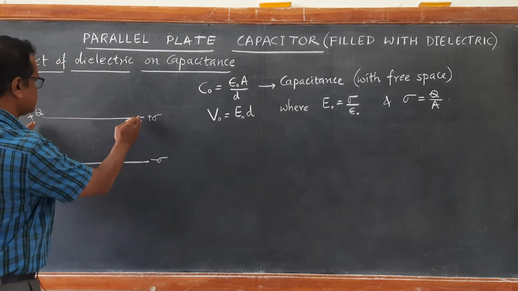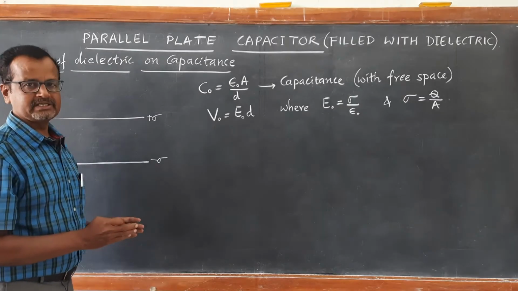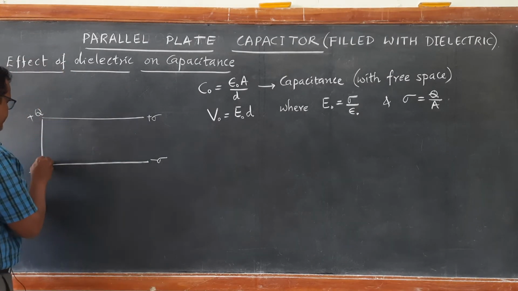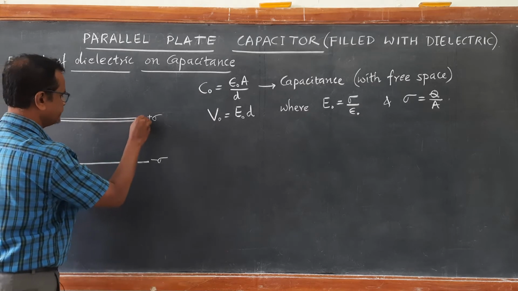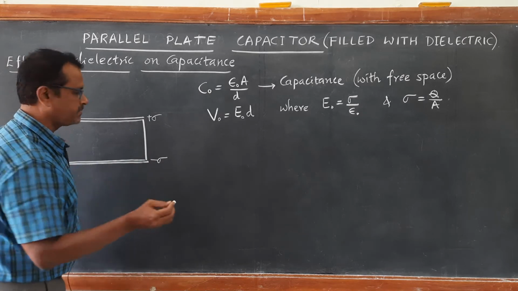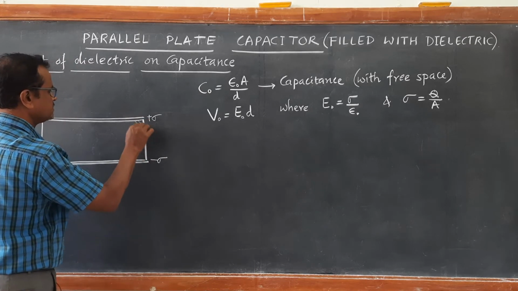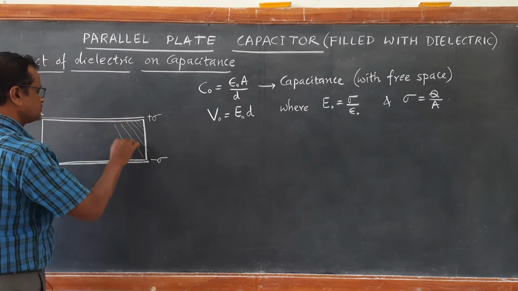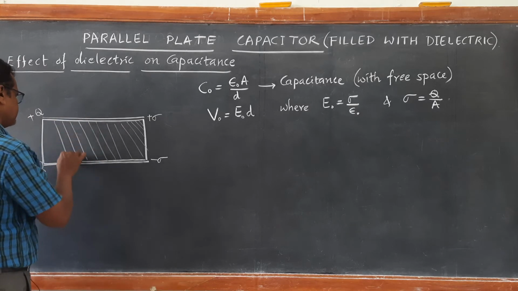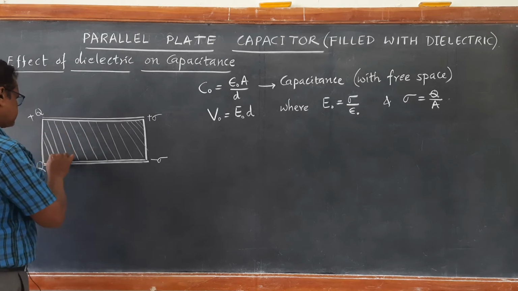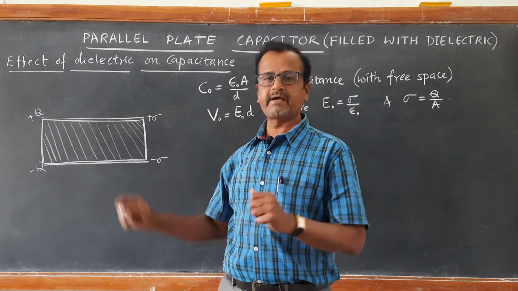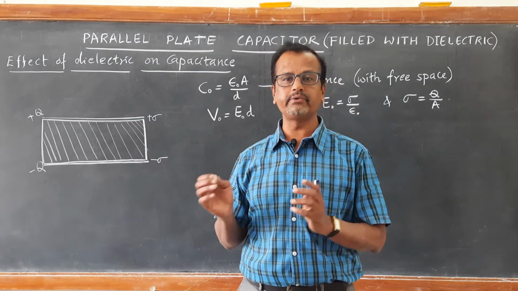Now, if the space between the plates is completely filled with a dielectric medium, like this, a dielectric medium of the same dimension with the distance d, I am shading it just to show that it is a dielectric medium. Then what happens to the capacitance of the capacitor? Does it increase or decrease? This is what we are going to see.